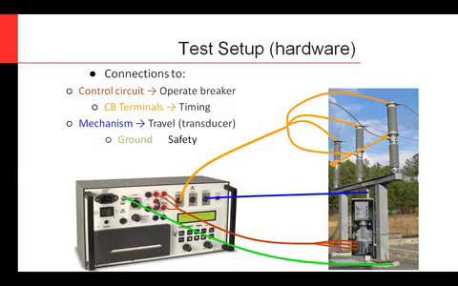So, all right, when performing time and travel analysis, there's a few things. Of course, you need to hook up to the control circuit so you can operate the breaker, tell it to close, tell it to open. You need to be able to hook up to the actual timing terminals, or the bushings, so you can perform your contact time analysis. Then to the mechanism, you hook up your travel transducers, so you're getting the actual motion of that interrupter. And of course, if you're out there in the field, you want to make sure you always have your ground on for safety reasons.